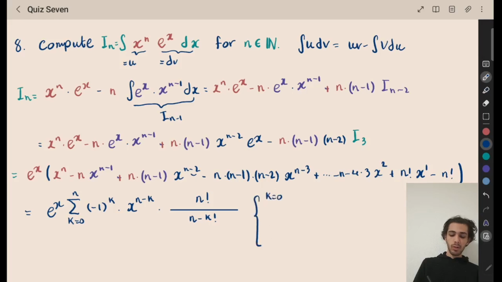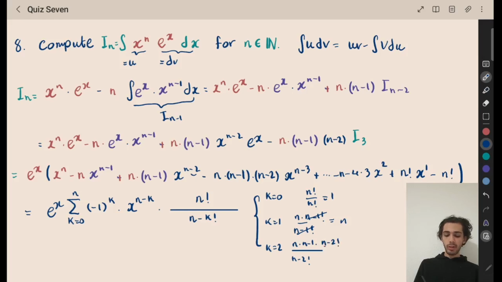For k is equal to 0, we have n factorial divided by n factorial, which is 1. For k is equal to 1, we get n factorial divided by n minus 1 factorial. Well, guess what? n factorial is just n times n minus 1 factorial. So they cancel out and you get n. k is equal to 2 is the same thing. n minus 2 factorial. And here you have n times n minus 1 times n minus 2 factorial. This is the same way of writing n factorial. And I get n times n minus 1. So, okay, this seems to be working. When you take away 2 from the power, you get n times n minus 1. And if I take 1 from the power, I get n.